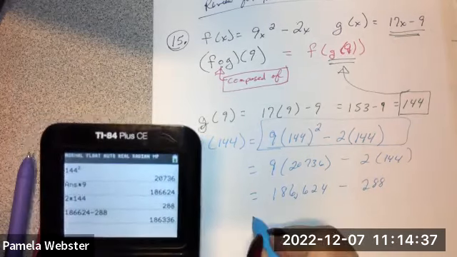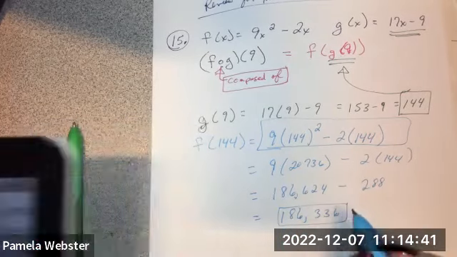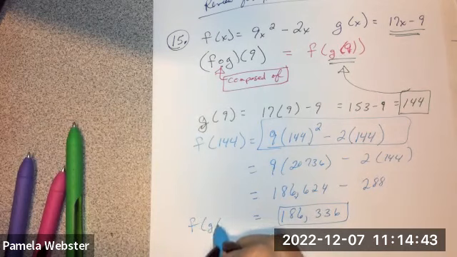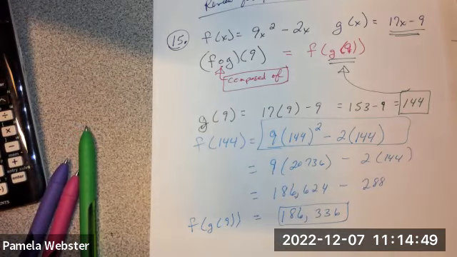And I get 186,336. Okay, that's F of G of 9. That's my answer. Okay. Double check because we have the solutions key, so we might as well check it. Yep, that's what he had. So I like it when that happens.